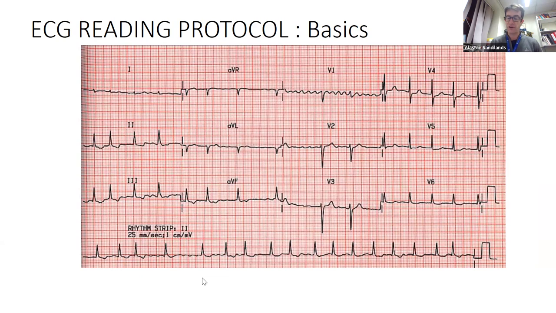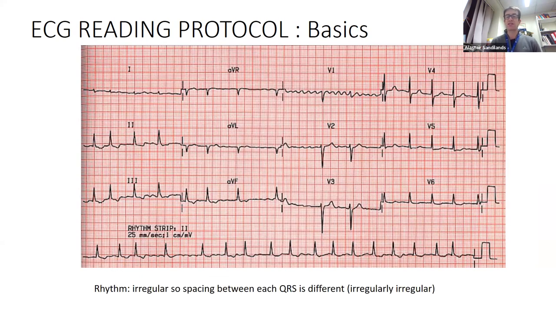But of course, you've got an irregular rhythm here. The spacing between each QRS is different, and therefore it becomes irregularly irregular. Okay, is everyone okay with that up to now? Any questions?